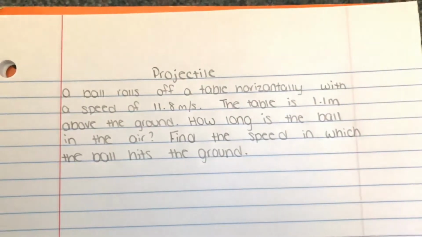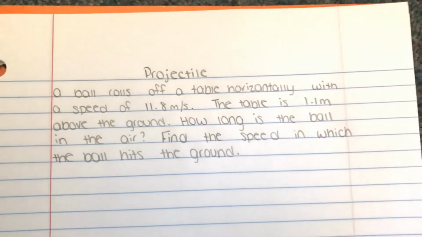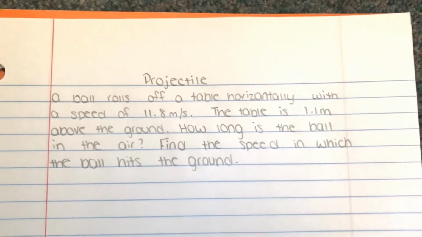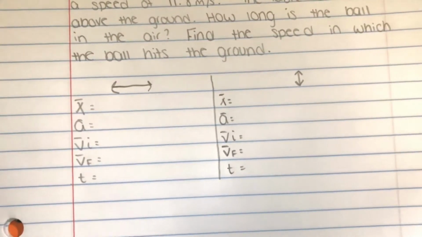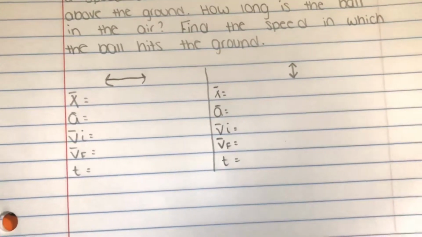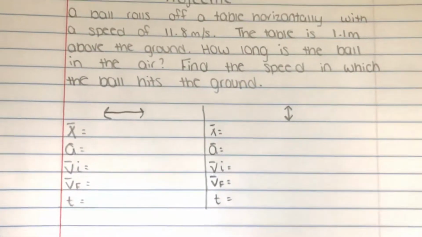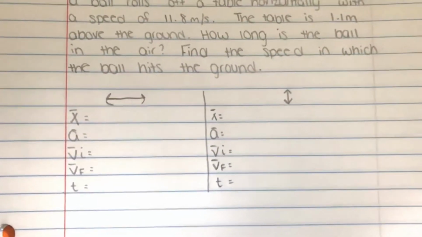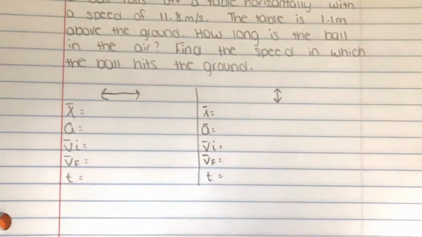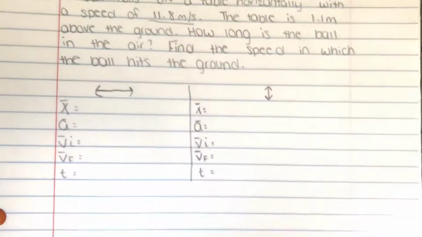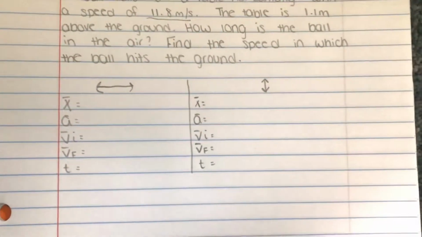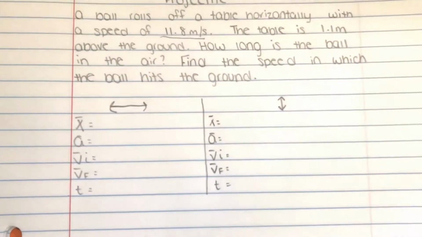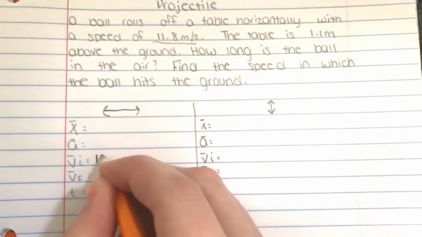So we have two things we're finding here: the time the ball is in the air and the speed where the ball hits the ground. So what we're going to do first is set up two things, one for horizontal and one for vertical, and then fill in what you know. One thing we definitely know is the initial velocity for horizontal is 11.8 meters per second. So you just fill that in.